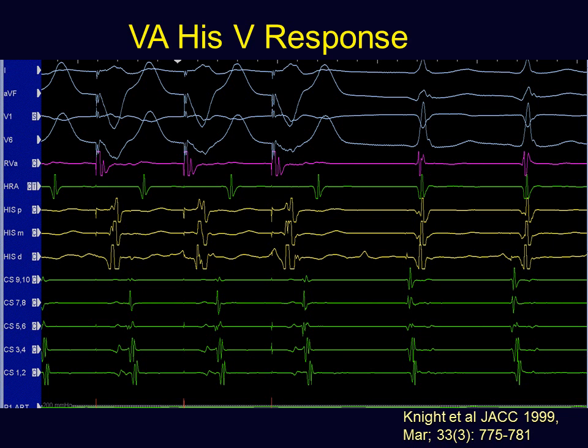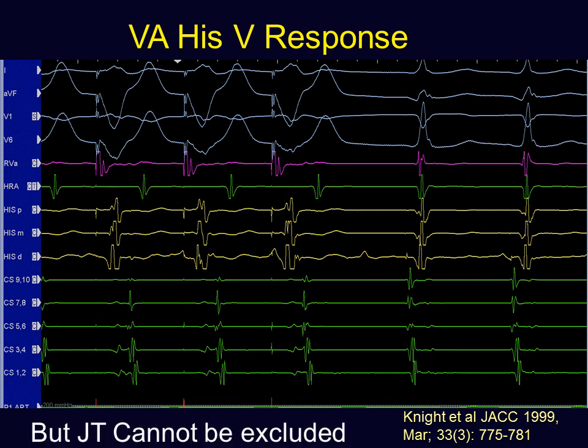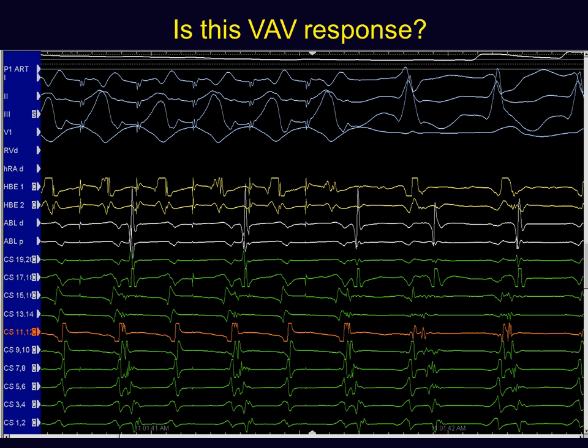Sometimes you could truly be entraining the A, but the tachycardia can go like this. But VA HIS V, this could obviously be an AV node re-entry, or this could be a junctional tachycardia. That would depend on additional maneuvers.